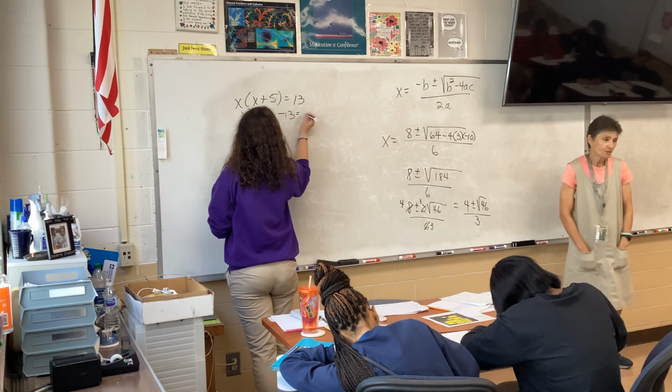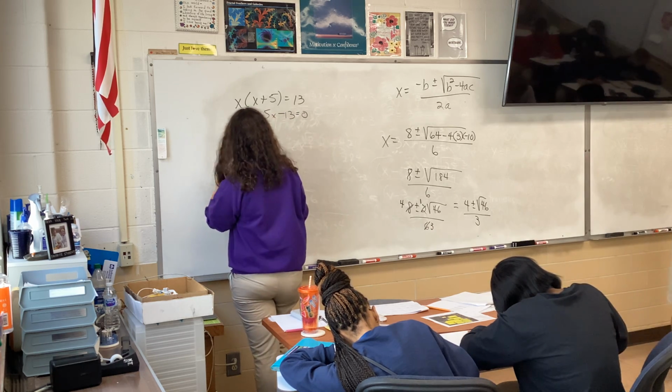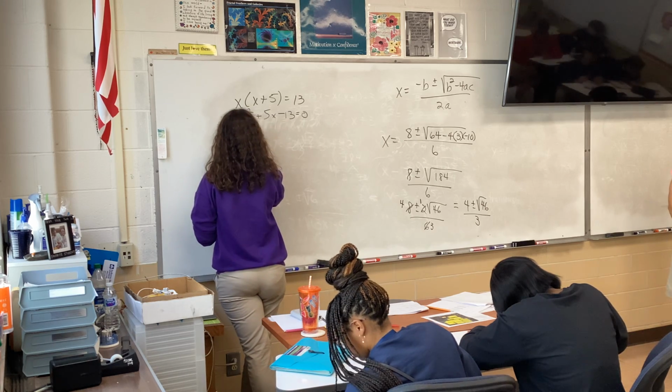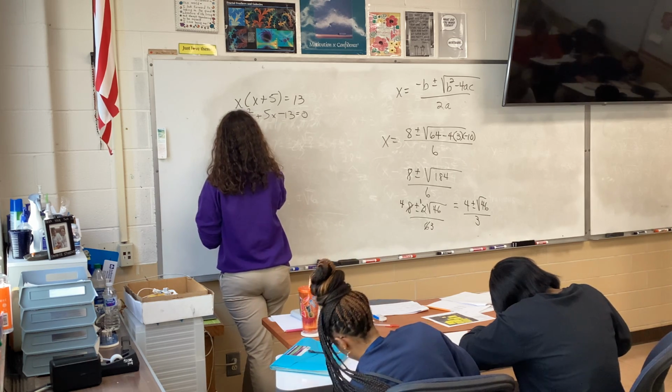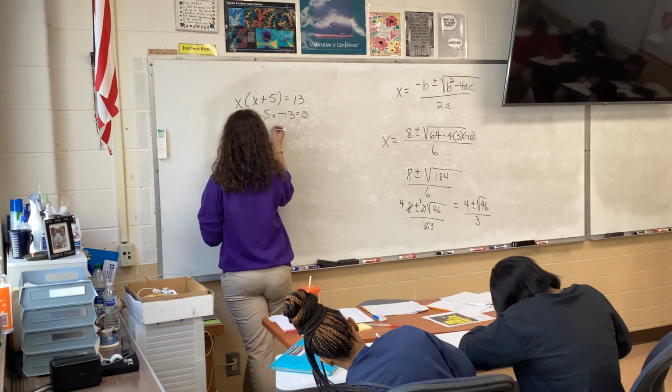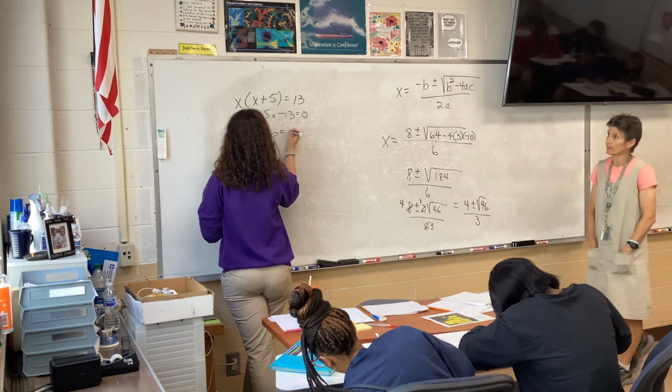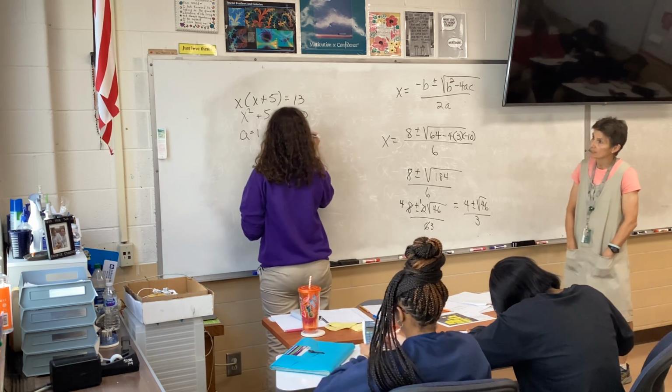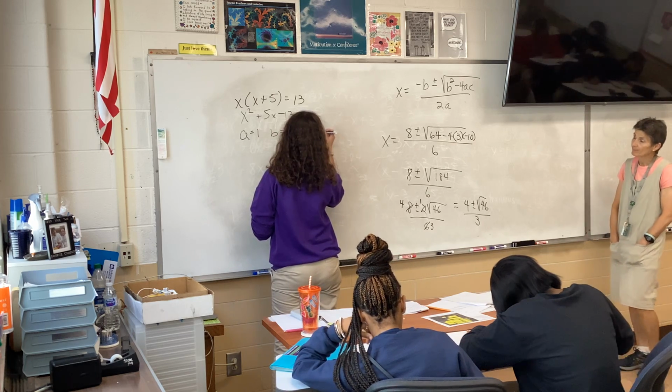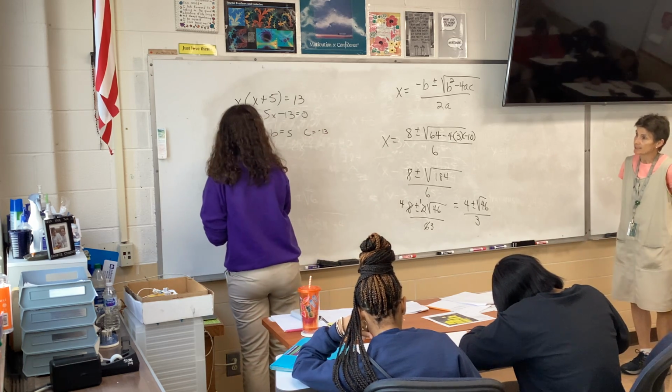So the first thing she did was distribute and move her 13 over. Does that sound like a good idea? Yeah. If she's using the quadratic formula, the equation has to be set equal to 0, so she did that. So she's got her A, B, and C.